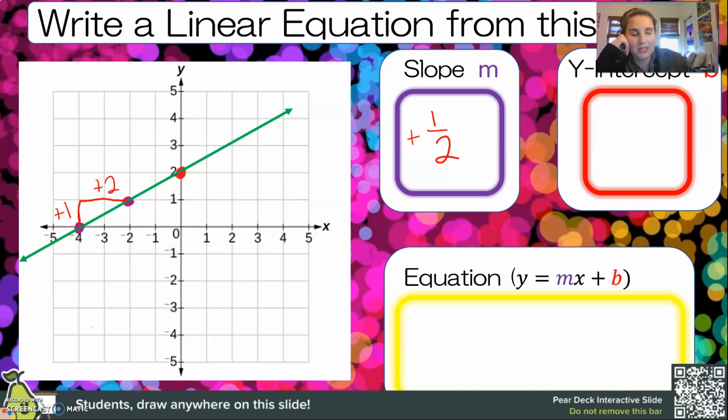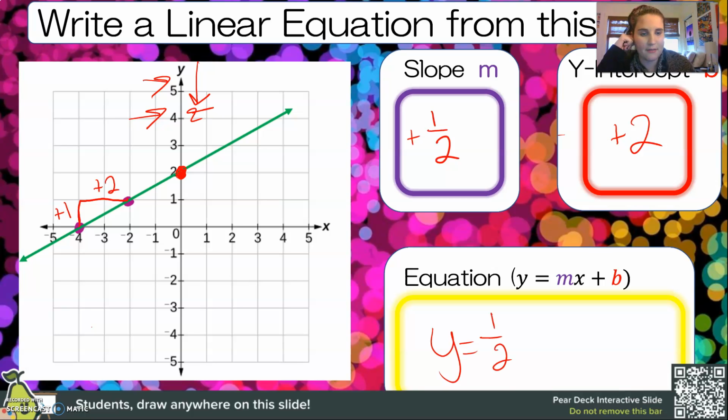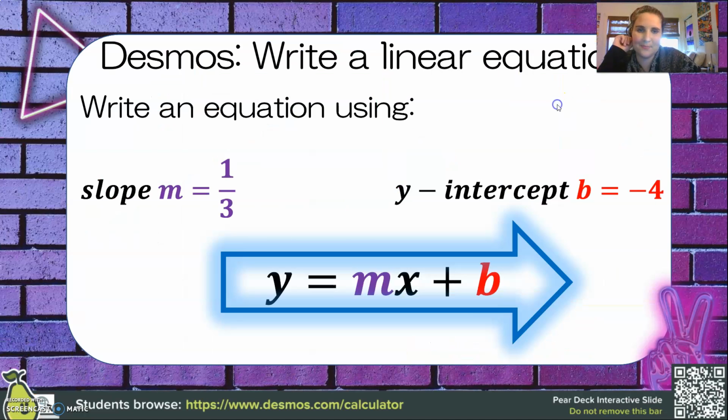Now the y-intercept is the point where the line crosses the y-axis. So remember, this is the y-axis. So the point right here is 2. So my y-intercept is positive 2. Now I substitute these values into the equation. So y equals 1/2 x plus 2. Yay.